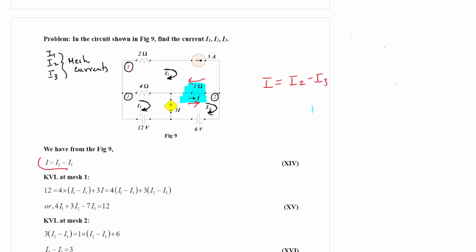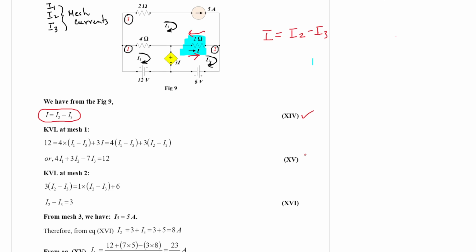I is equal to I2 minus I3, because through the 1 ohm resistance, the mesh 3 current is flowing from right to left, and mesh 2 current I2 is flowing from left to right. As indicated in the problem, the current flowing through the 1 ohm resistance is I, which is flowing from left to right. So that is the reason we must write I is equal to I2 minus I3. That is equation number 14 for us.